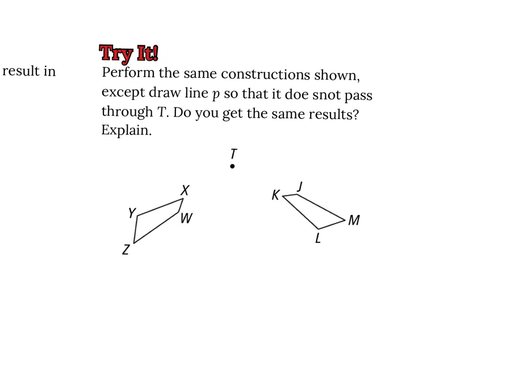Okay, perform the same construction shown, except draw a line P so that it does not pass through T. Do we get the same result? So let's sketch this out. This time I'm going to start with JKLM. We're going to reflect, but we don't want it to pass through T. So I'm going to create my line of reflection here. And then we're going to try to sketch this out.